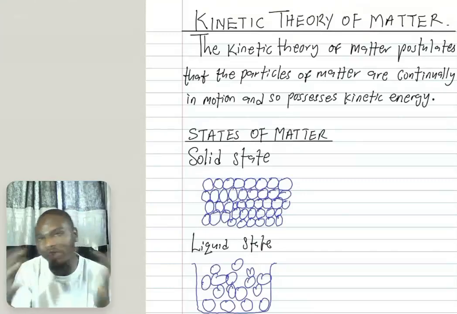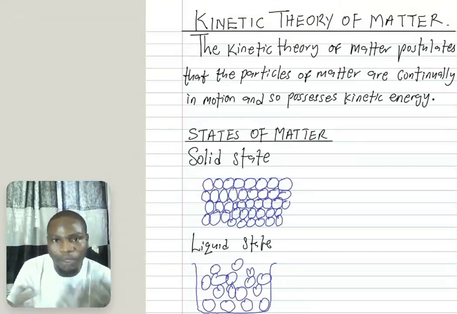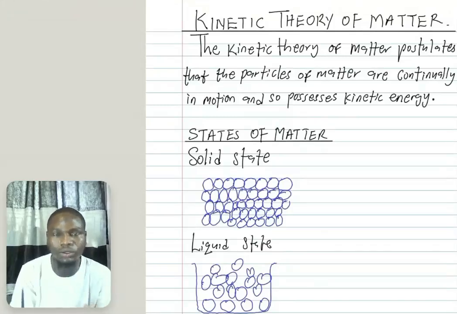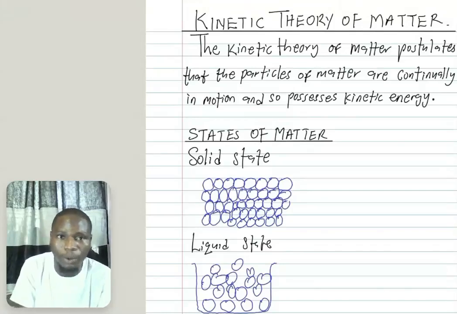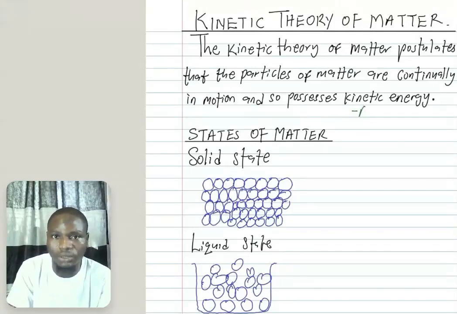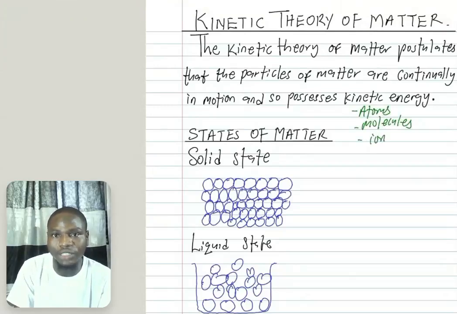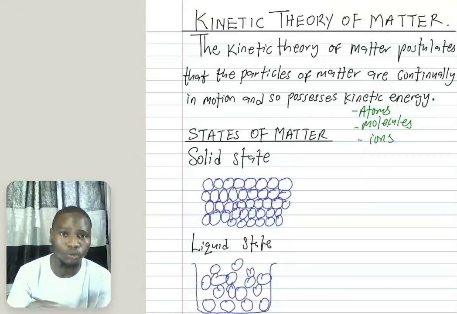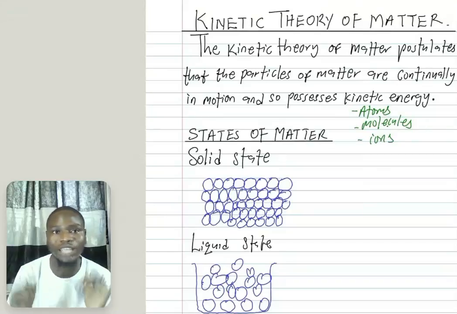It's just like a house and its foundation. Now, what are those foundations of matter? What are those things that come together to give us matter? Those are what we call the particles. They are just three. We have the atoms, we have the molecules, and we have the ions. These are the building blocks of matter. That is, matter is composed of atoms, molecules, and ions.